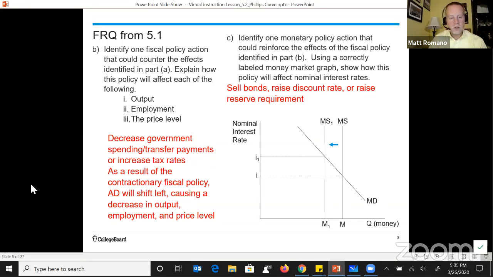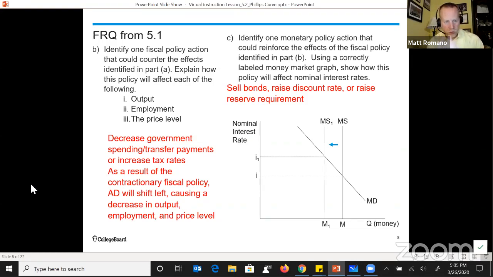If we were showing this on the model, we would show a leftward shift in aggregate demand. Therefore, the second part we have to explain, we would explain by saying, as a result of the contractionary fiscal policy, aggregate demand will shift left, causing a decrease in output, employment, and price level.